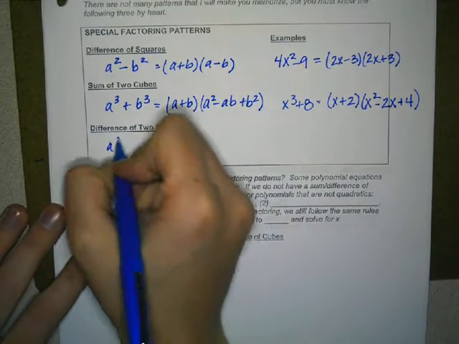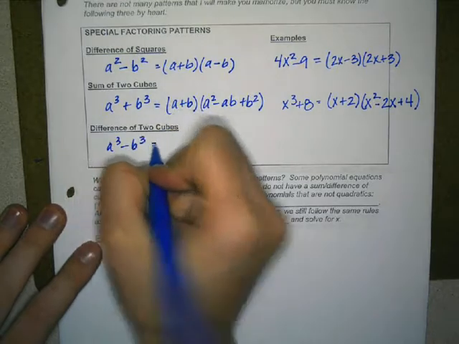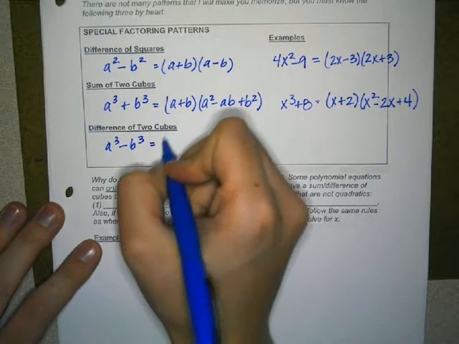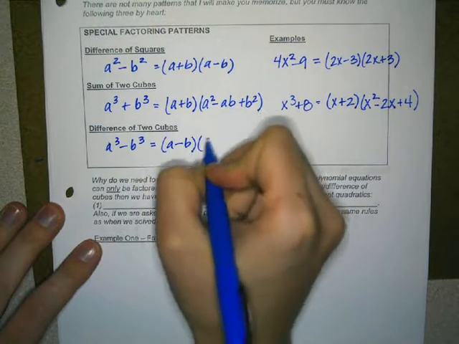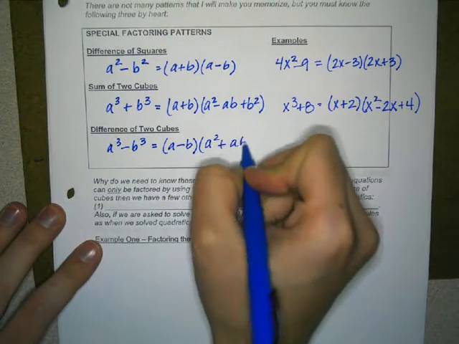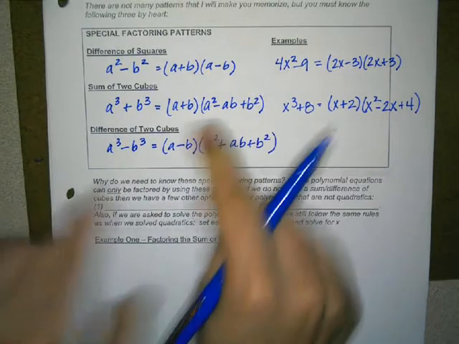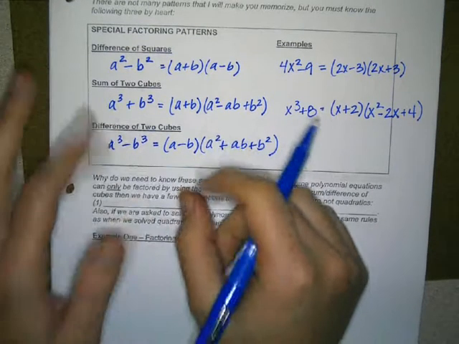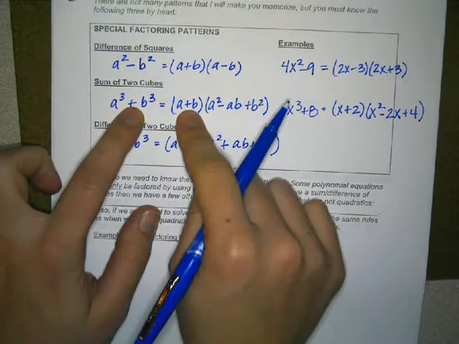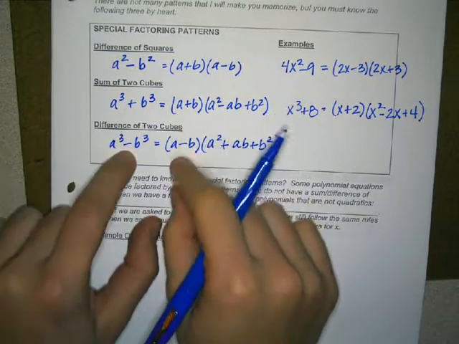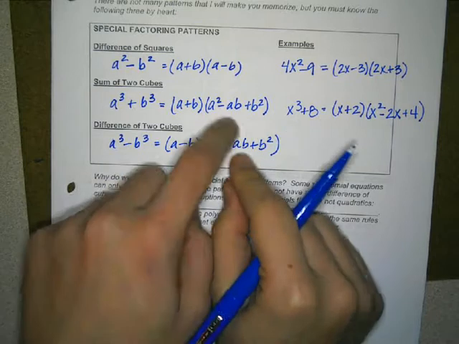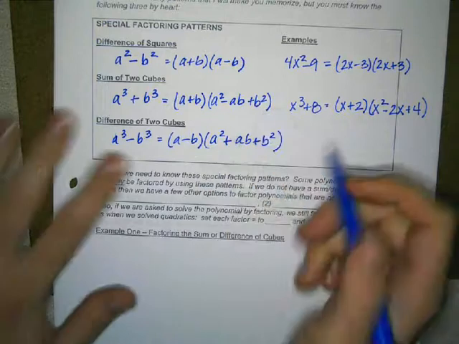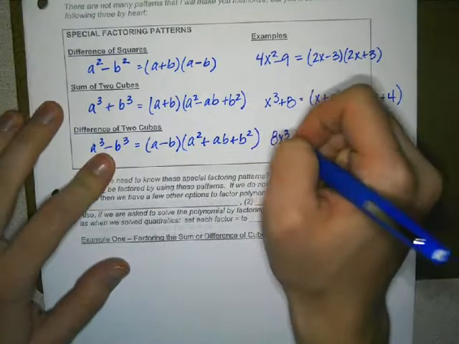Difference of two cubes looks almost exactly the same, except these two signs do like a little flip-flop. So now you have a minus b and a squared plus ab plus b squared. So just these two make a switch. And how I keep it straight and which is which, if you have a sum, the first parenthesis will have a sum. If you have a minus, the first parenthesis will have a minus. And then the first sign in the second parenthesis will be just the opposite of whatever it is in the first. An example of this would be 8x cubed minus 1.